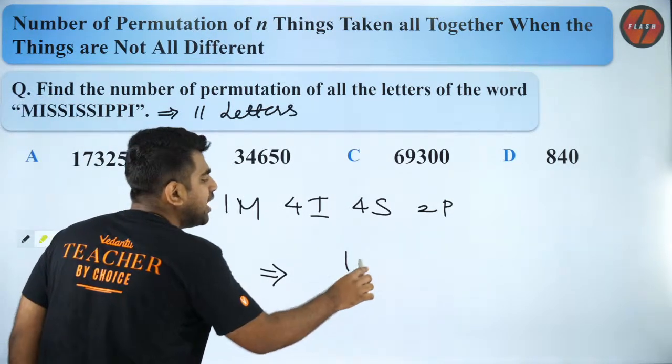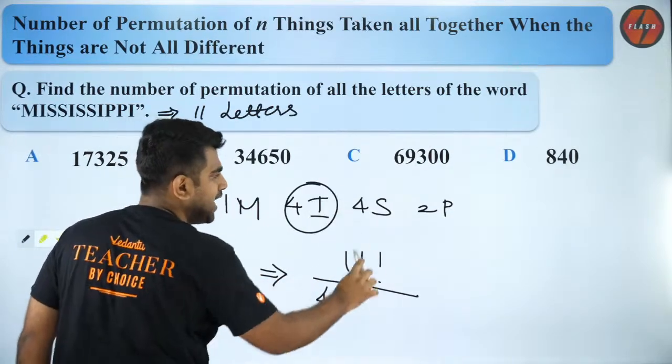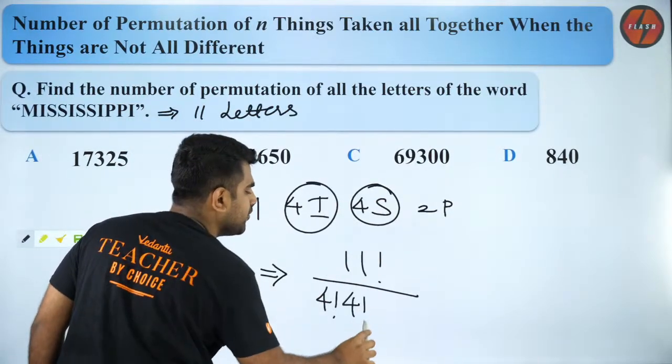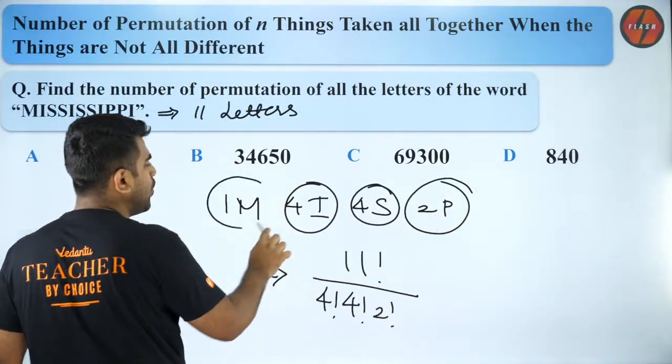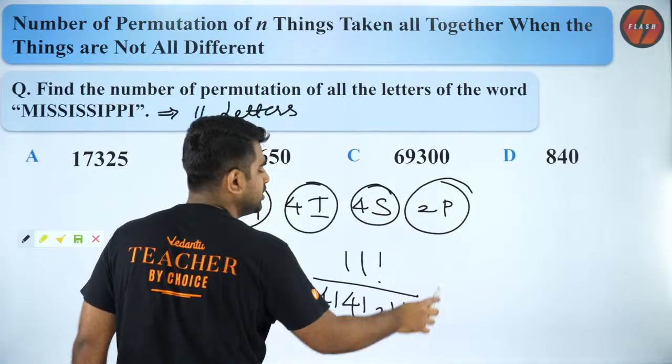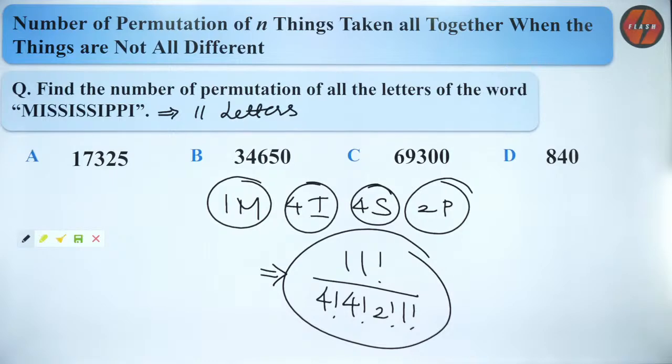So it's going to be 11 factorial by 4 factorial because of I, and then again 4 factorial because of S, and again 2 factorial because of P, and 1 factorial because of M. So this is my answer. Did you guys get that? Very simple concept, and now everybody has learned how to apply it. Yes, the answer is option B.